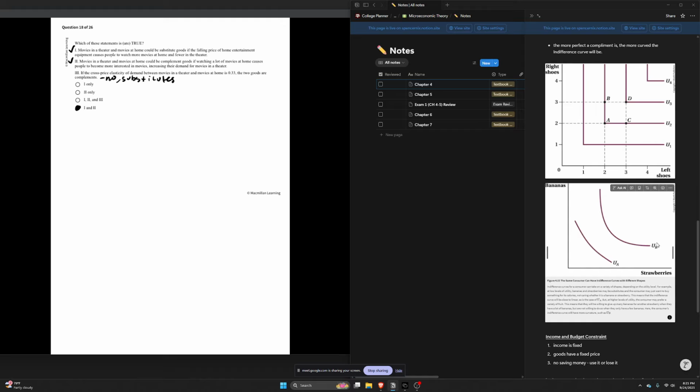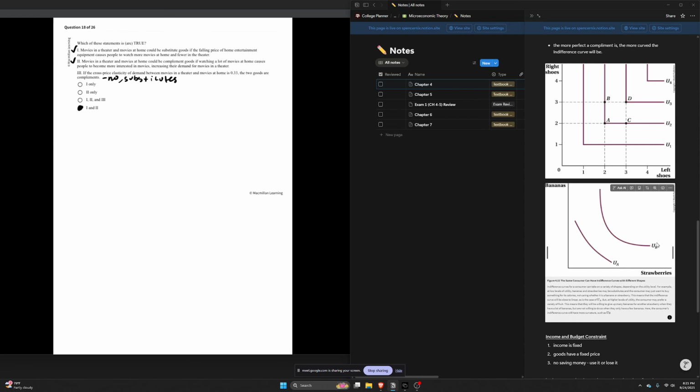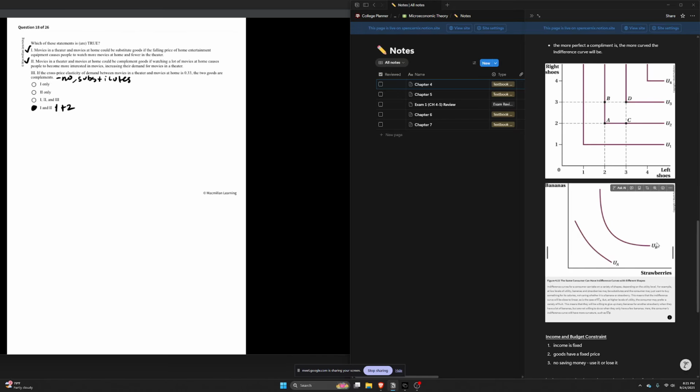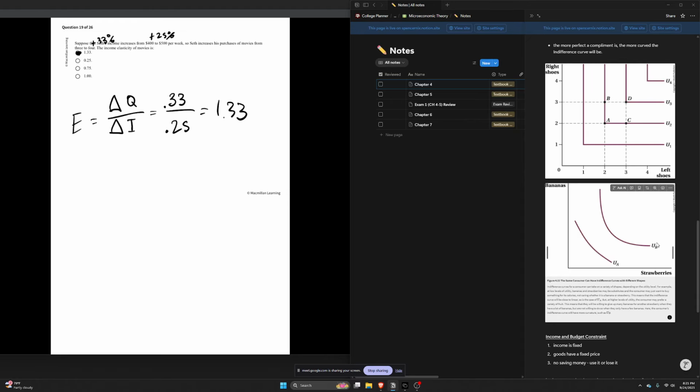If the cross price elasticity of demand between movies in a theater and movies at home is 0.33, then the two goods are complements. No, that would make them substitutes. So we know that it is just 1 and 2. No formula there, just knowing how things work, I guess. Let's take these away. Suppose that Seth's income increases from 400 to 500 per week, so that's a 25% increase.